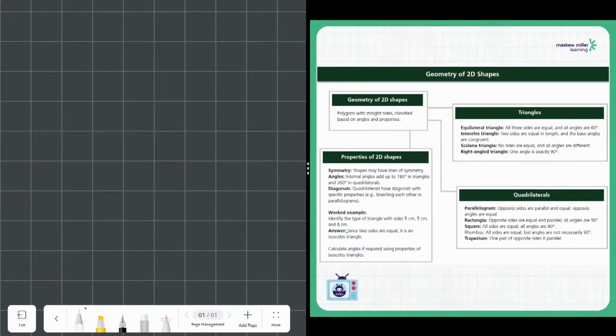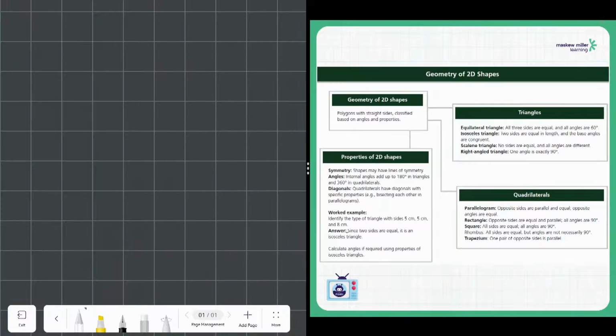The properties of the 2D shapes, which we said are two-dimensional shapes, is that they are symmetrical. So shapes may have lines of symmetry, which means a line that cuts the shape into 2 equal spaces. We have angles as well. The interior angles of a triangle: each and every triangle has 3 angles. If we add them together, they always must give us 180 degrees. That is for any triangle.